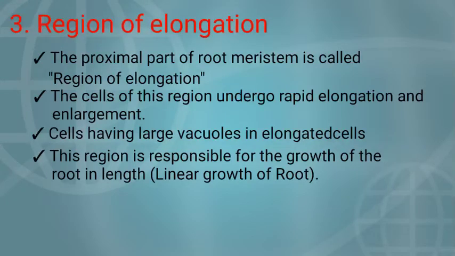Third one, region of elongation. The proximal part of root meristem is called region of elongation. The cells of this region undergo rapid elongation or enlargement. Generally, the elongated or enlarging cells contain large vacuoles. This region is responsible for the growth of root in length, which means linear growth.